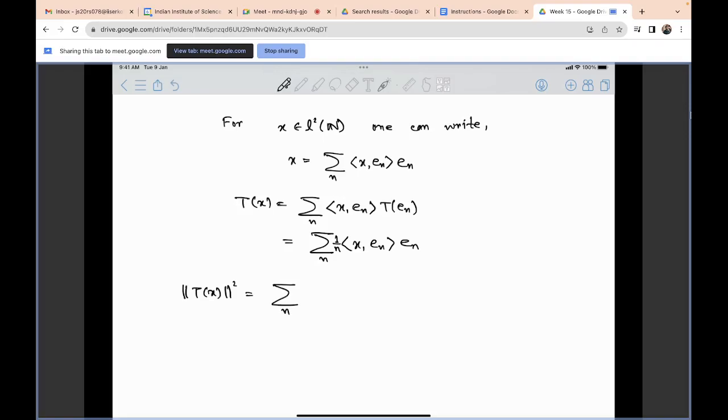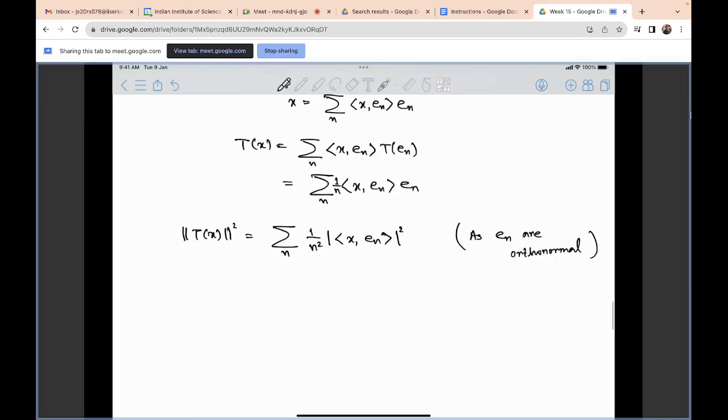The e_n's are an orthonormal basis. So basically what we will get is the sum of 1 by n squared times the inner product of x and e_n, squared. Why is this true? As the e_n's are orthonormal. Right.